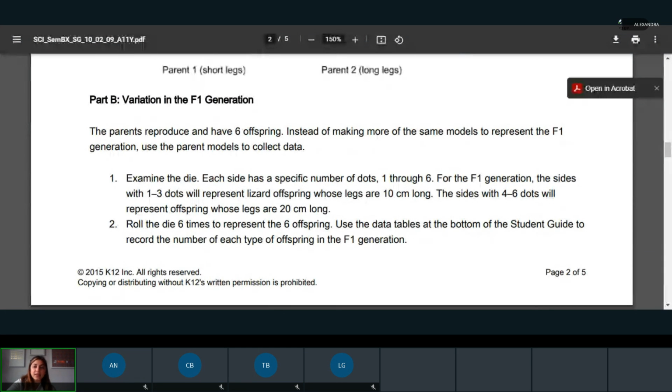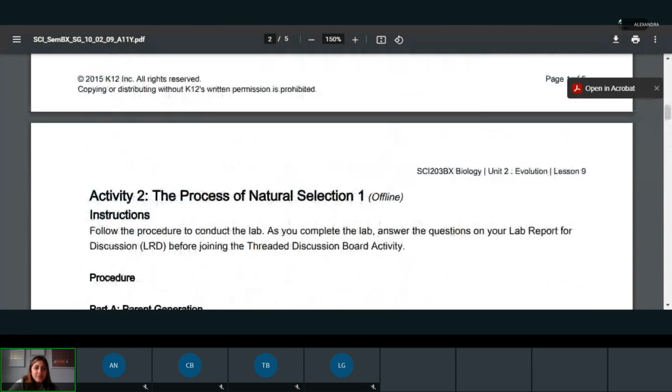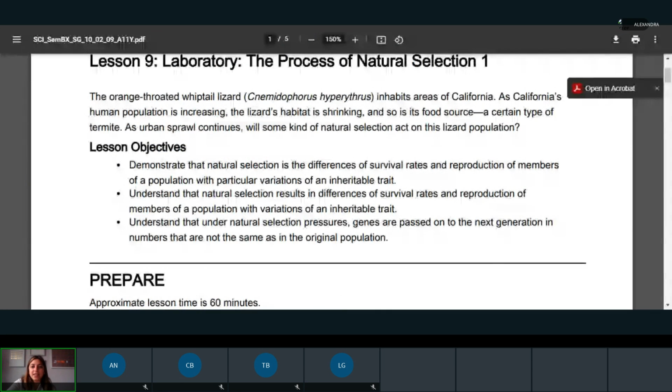So part B of this lab, we've already set up our lizard legs, right? So remember that the whole premise of this is that there are lizards that are living in California. If we take a look at our background information, we've got this orange-throated whiptail lizard that inhabits areas of California. As California's human population is increasing, the lizard's habitat is shrinking, and so is its food source, a certain type of termite. As urban sprawl continues, which is just when people start to develop areas and that urban living starts to spread out into those natural areas.